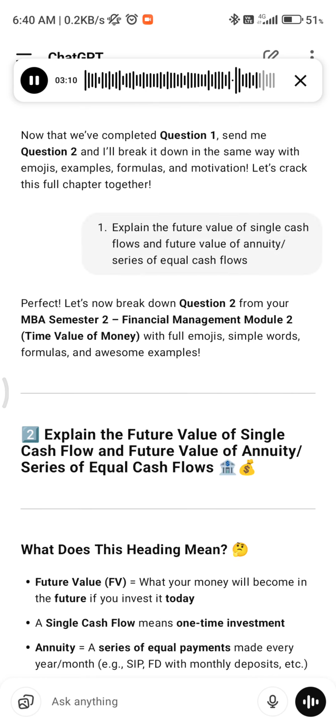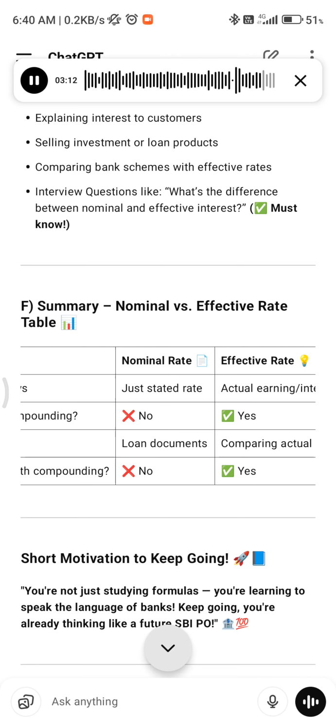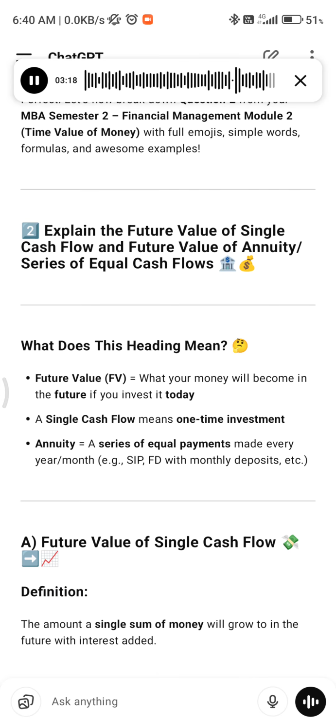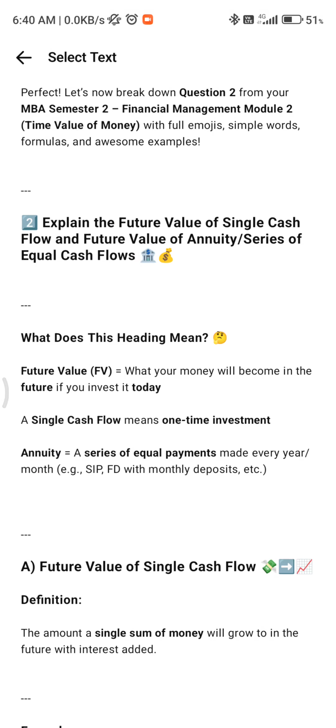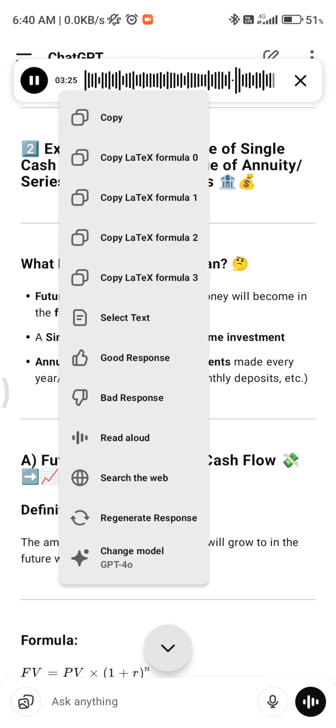Short motivation to keep going. You're not just studying formulas, you're learning to speak the language of banks. Keep going. You're already thinking like a future SBI PO. Now that we've completed question 1, send me question 2 and I'll break it down in the same way with emojis, examples, formulas, and motivation.